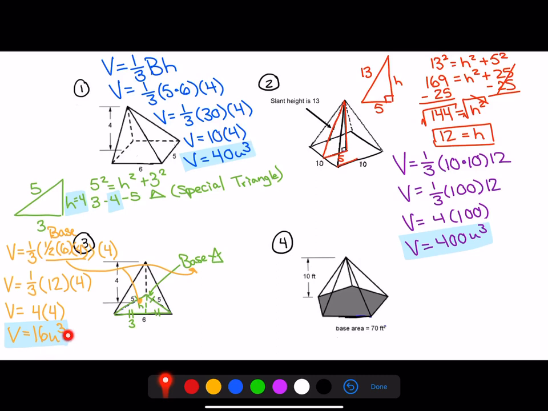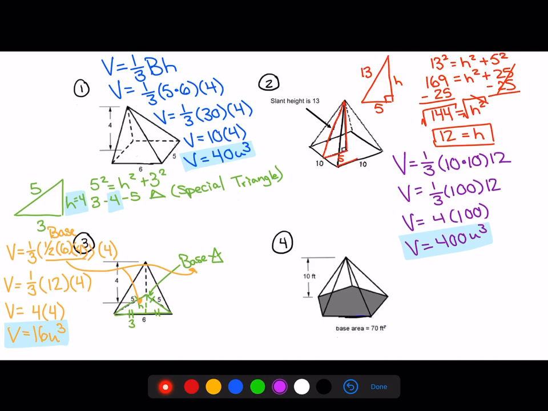So the process doesn't change whether it's a triangle base, a square base, or a rectangle base. We just need to find the area of that base and then multiply it by its height. And then, of course, since it meets at a single point at the very top, as all of these do, we divide it by 3. All right, and then go ahead and try number 4 for our last one here.